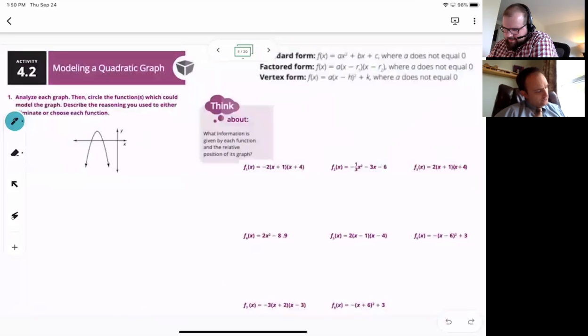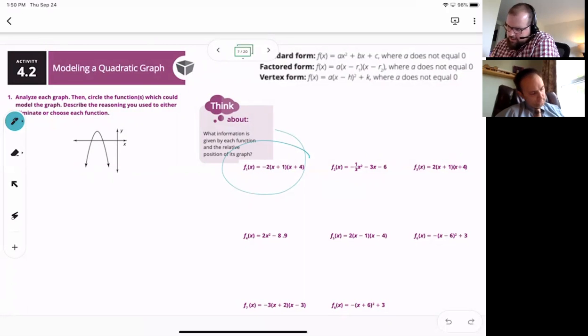Analyze the graph. Circle the functions that could represent the graph. Ooh, that's fun. So this is kind of looking at different characteristics that we have studied and trying to make sense of this.